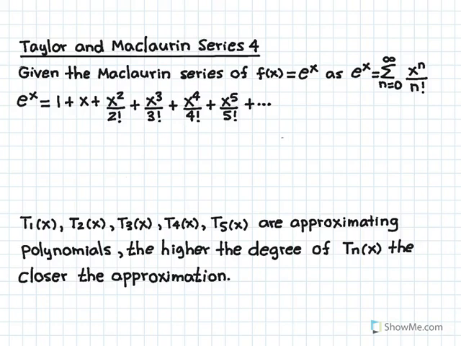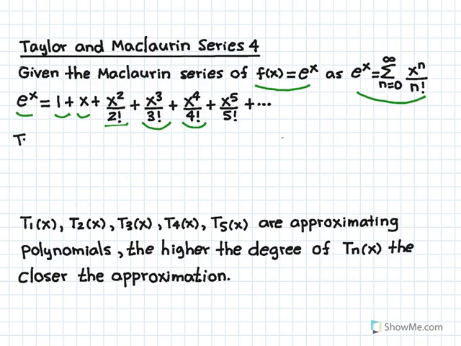In this video, we're going to continue our discussion of Taylor and Maclaurin series. Given the Maclaurin series of f of x equals e to the power of x, e to the x is equal to the summation n equals 0 to infinity of x to the power of n divided by n factorial. In expanded form, we can write this as e to the x is equal to 1 plus x plus x squared divided by 2 factorial plus x cubed divided by 3 factorial plus x to the 4th divided by 4 factorial plus x to the 5 divided by 5 factorial.